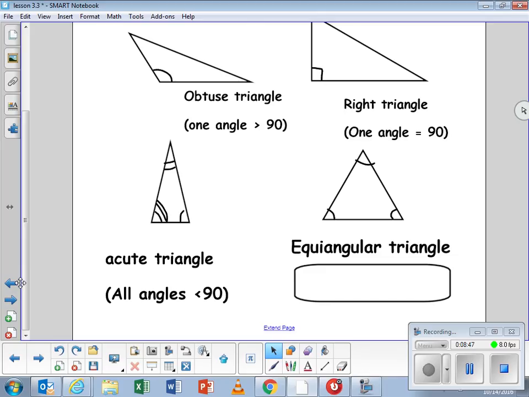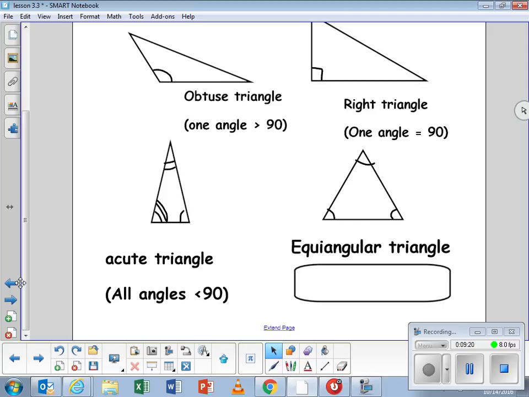Jade, what do you think equiangular means? One angle equals 90. We had that. That was called a right triangle. No. Wait, what about one angle equals less than 90? All of these have one angle less than 90, don't they? I give up. So it's gonna be all angles or something. All angles are something. What do you say, Harley?